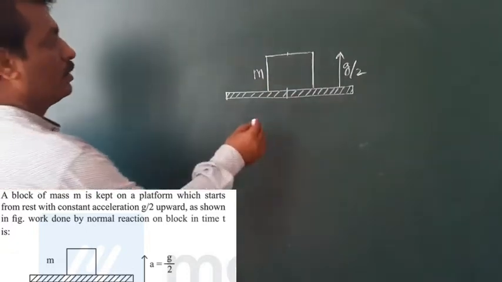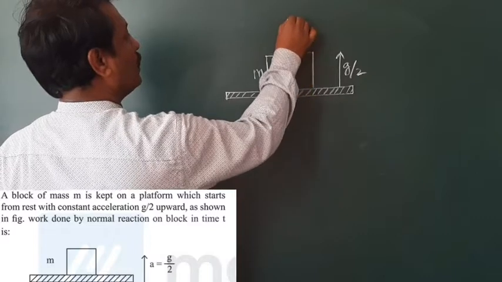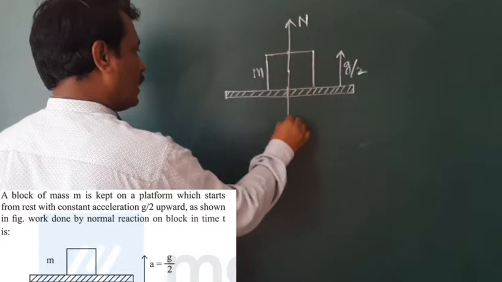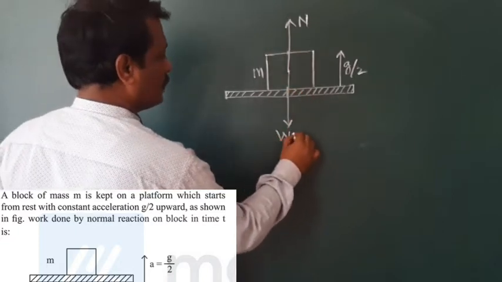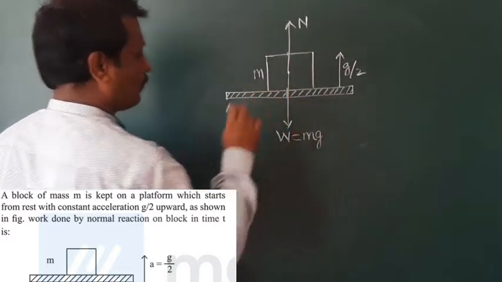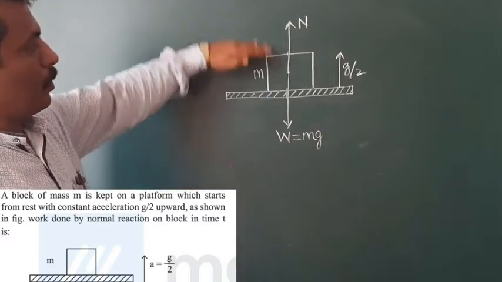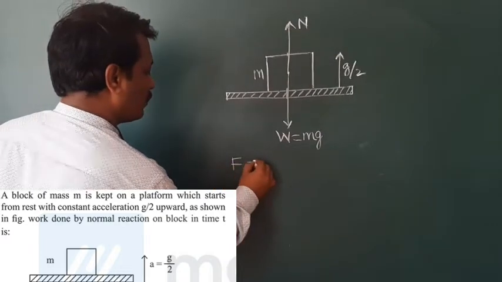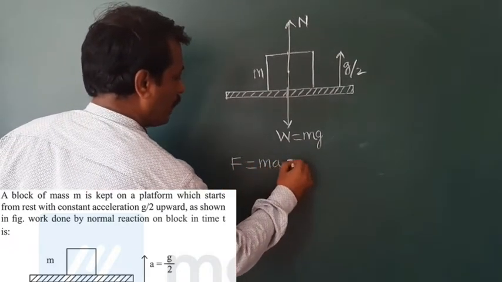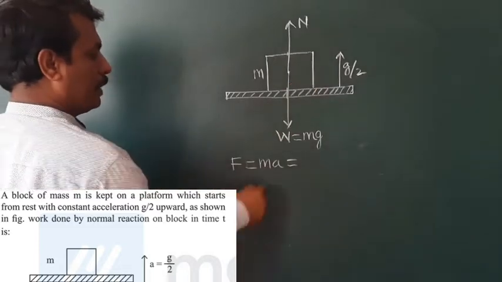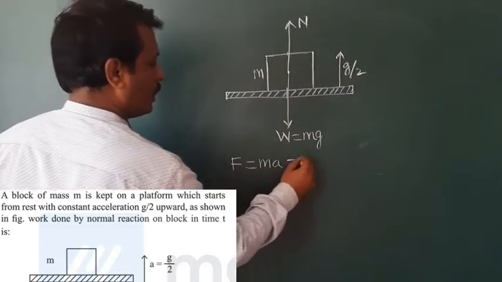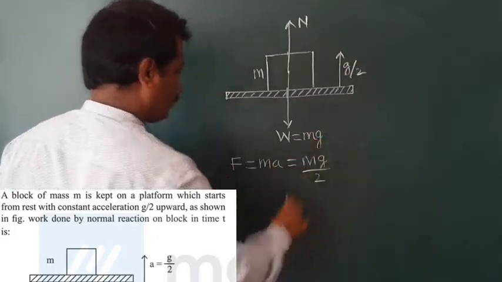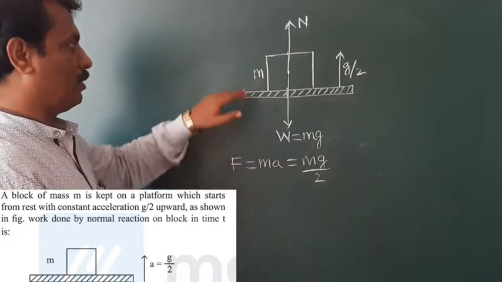That is the question. So here the normal reaction will be acting vertically upwards and the weight of the body is acting vertically downwards. This is the weight of the body. So here this body is moving upward, which means the force acting on that body can be written as F equals m into a. But here the acceleration of the body is g by 2. Therefore, I will write a equals g by 2. Then mg by 2 is the force acting on the body.